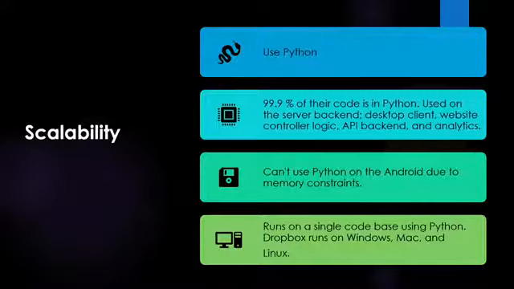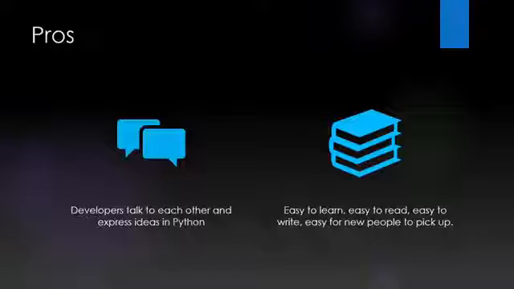Now I will talk about scalability. Dropbox uses Python. 99.9% of their code is in Python, used on the server backend, desktop client, website controller logic, API, backend, and analytics. Can't use Python on the Android due to memory constraints. It runs on a single code base using Python. Dropbox runs on Windows, Mac and Linux.